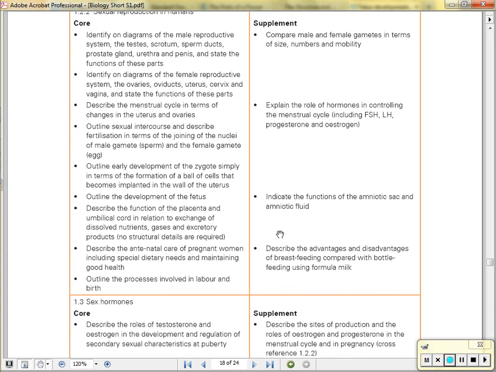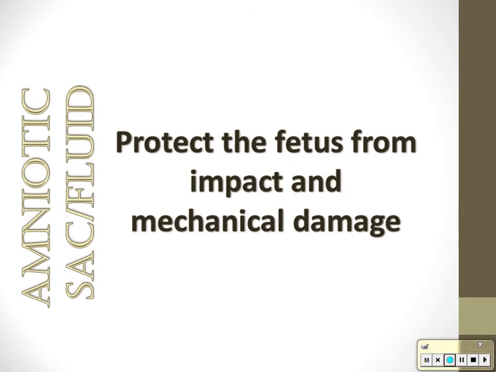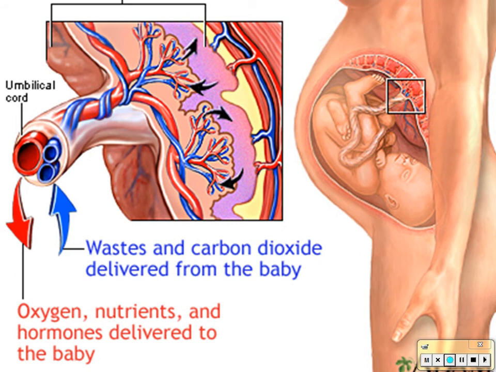Okay, so we need to talk about amniotic sac and amniotic fluid, and we'll go back to the PowerPoint. So the amniotic sac, or the amnion, protects the fetus from impact and mechanical damage. Imagine if you had an egg inside of a beach ball filled with water. You probably couldn't break that egg if you tried.